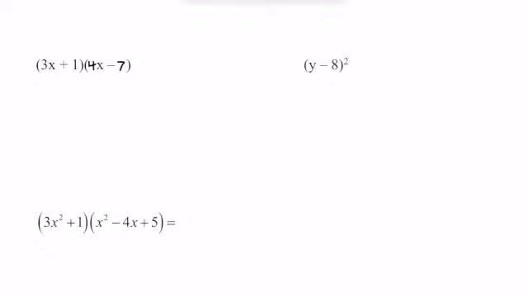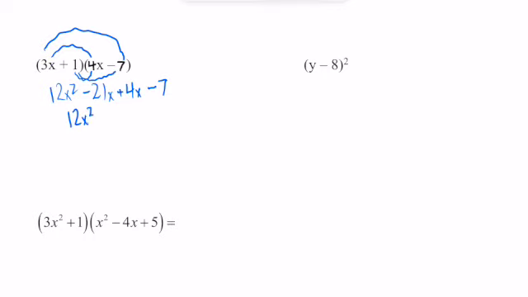For 3x plus 1 times 4x minus 7, we distribute the 3x to the second parentheses. 3x times 4x is 12x squared. 3x times minus 7 is minus 21x. 1 times 4x is plus 4x. 1 times minus 7 is minus 7. We combine the like terms in the middle, and we would have 12x squared minus 17x minus 7.